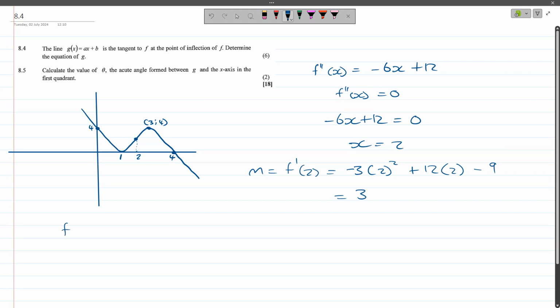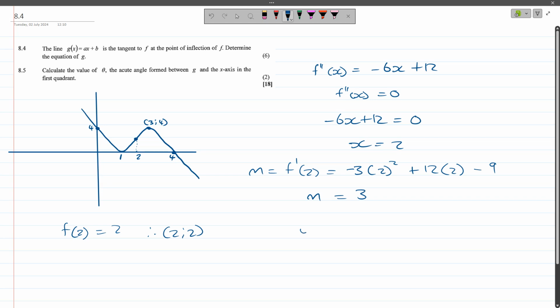f of the original function. If we put 2 in there, we get 2 out. So we put that in and we say that this is our gradient and our coordinates are 2 and 2. We have the gradient and the coordinate. All we need to find is the value of c.